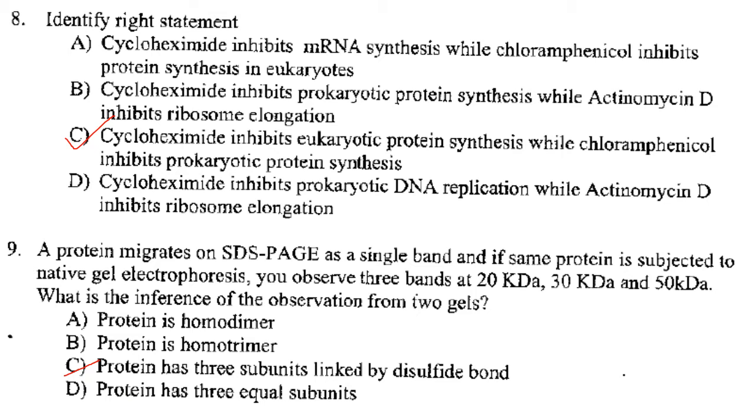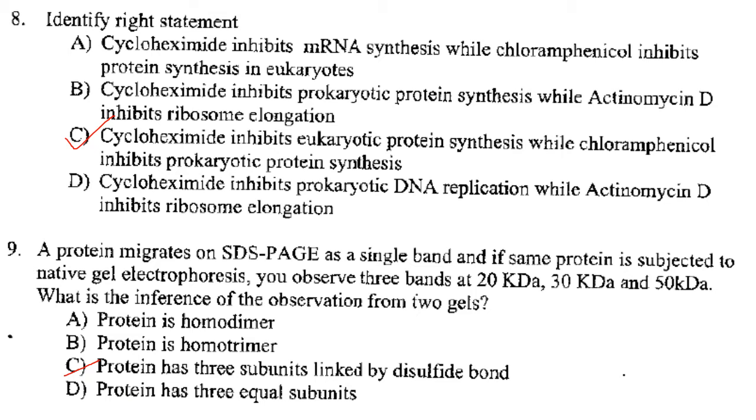A protein migrates on SDS page as a single band, and if the same protein is subjected to native gel electrophoresis, you observe 3 bands at 20 kDa, 30 kDa and 50 kDa. What is the inference of the observation from 2 gels? So answer is protein has 3 subunits linked by disulfide bonds. That is why you get 3 bands, that is 20 kDa, 30 kDa and 50 kDa. And these subunits are linked by disulfide bonds. Next one.